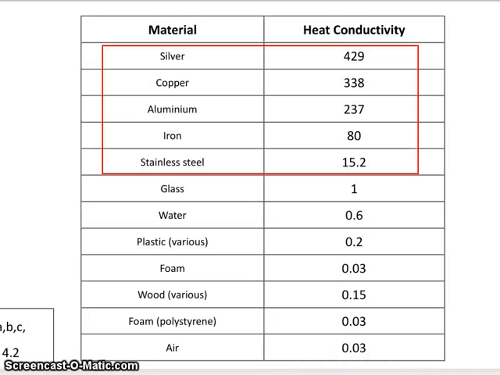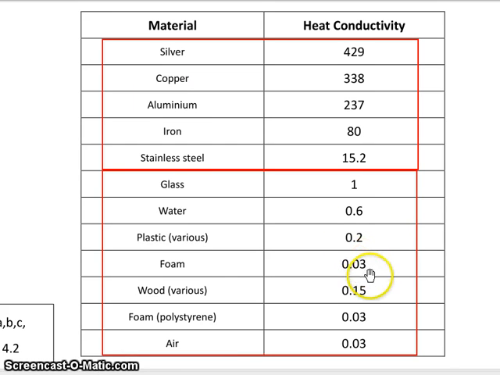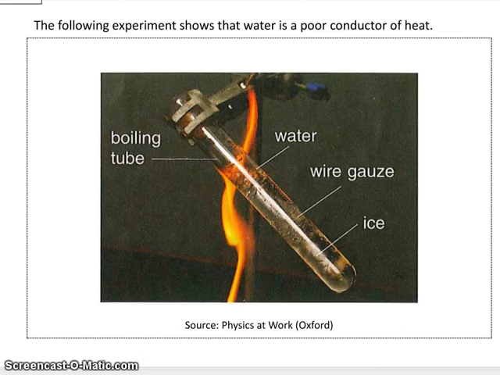And from the table, we can see that metals are usually good conductors of heat, while non-metals are usually heat insulators. By the way, air has the lowest heat conductivity in the table. So even water is not a good conductor of heat. It is a poor conductor. It is an insulator. Let's take a look at the following experiment, which can show you that water is not a good conductor of heat.